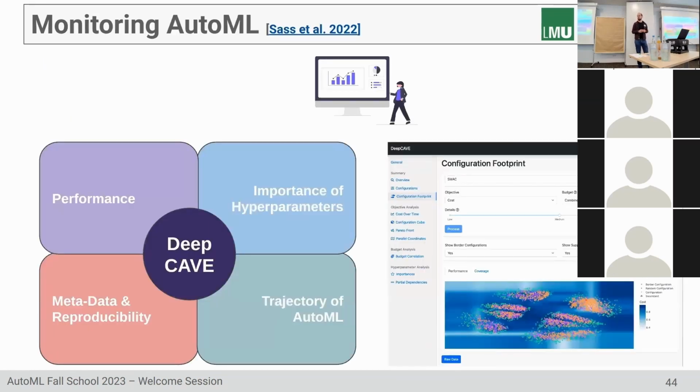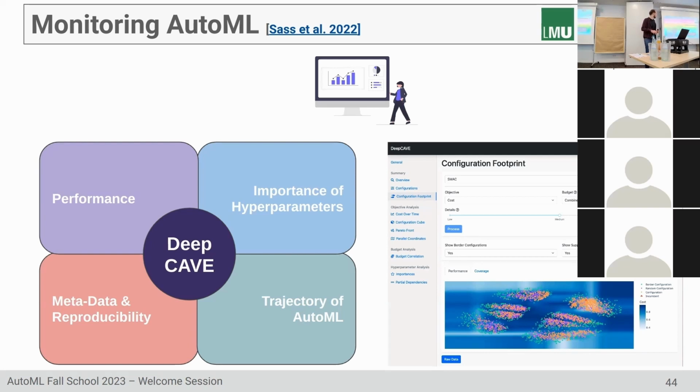As I said before, we have all these metrics, now we need to monitor them. For example, there's one tool that has been developed in the group from Marius called DeepCave. It allows you to take, for example, the output of the SMAC toolkit that we'll show on Wednesday and get some nice visualizations of what is explored throughout the search. It can also show you the hyperparameter importance and give you an overview of what your HPO algorithm is actually doing, so that while it's running you can get some ideas.